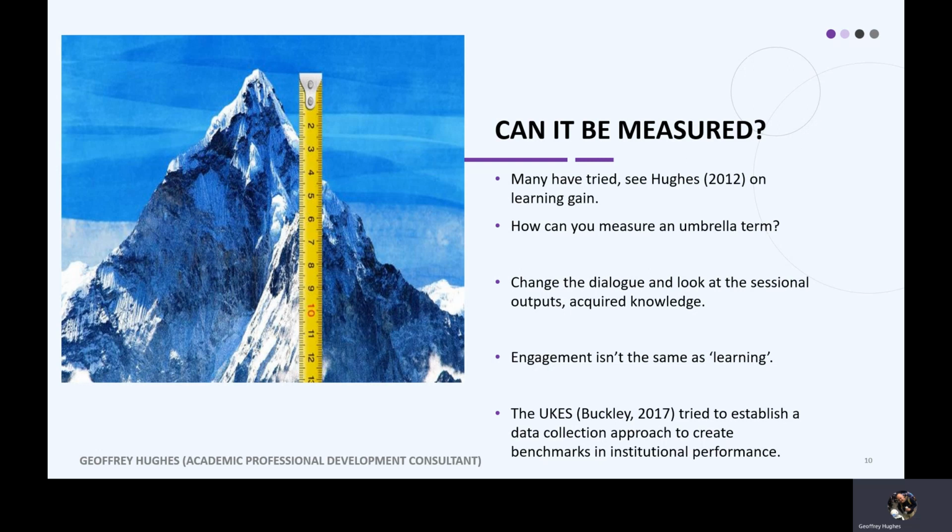And the real issue with that is that it failed to take into account the hidden curriculum, the interpersonal growth, and things like the wider employment skills that needed to be measured. You've got the UK Engagement Survey that Alex Buckley developed at the University of Strathclyde, which looks at collecting data on engagement and works on a similar basis, looking at entrance and exit and at the experience of students within that particular time period. But again, engagement isn't learning.